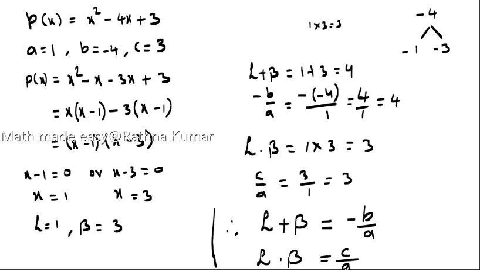This is the relationship between the zeros and coefficients of a polynomial. Hope you are all clear with the concept.